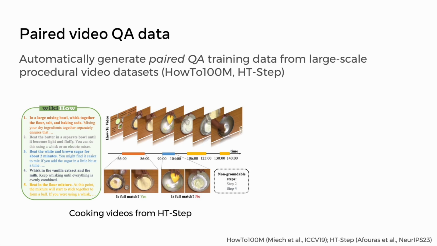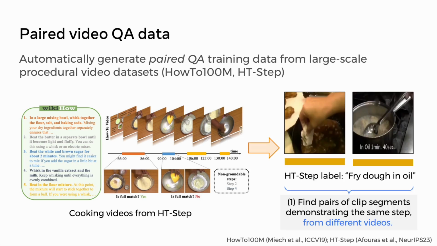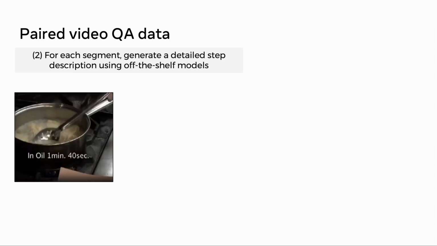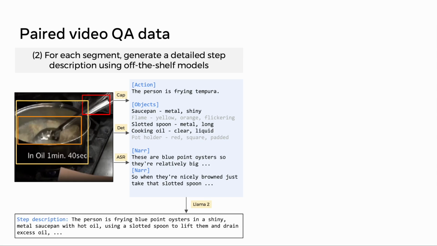First, we convert instructional video datasets into training data. We select segments from different videos that show the same key step, for example, a step in a recipe, but that naturally have differences in their execution. Next, for each segment, we use a series of off-the-shelf captioning and object detection models to generate text descriptions of the video, and then use an LLM to aggregate this information into a step description.